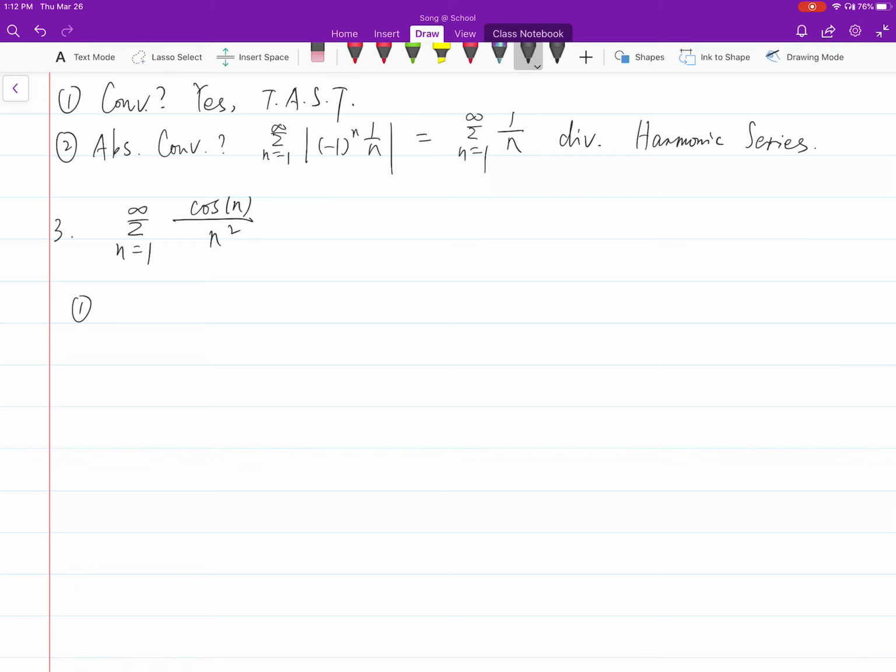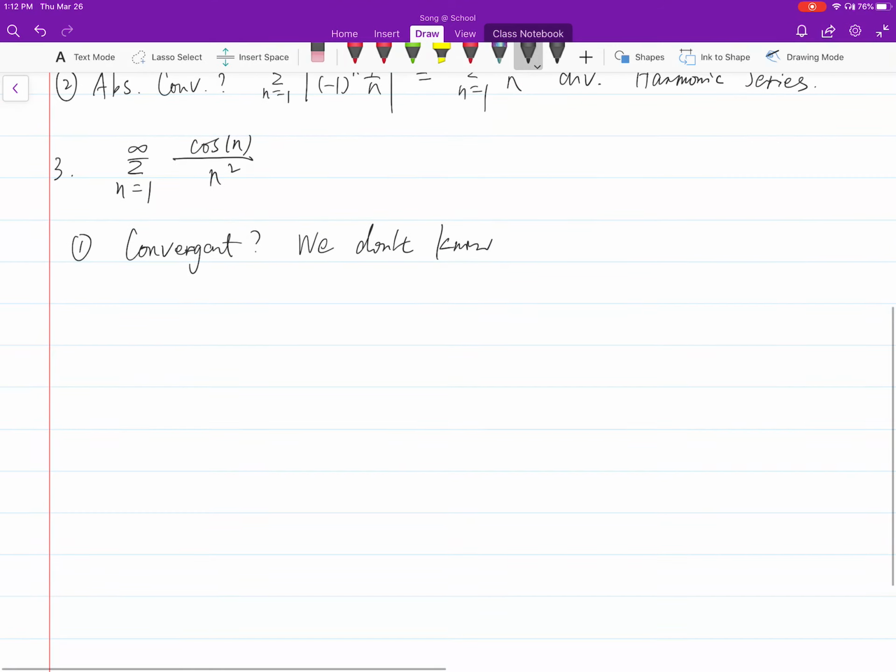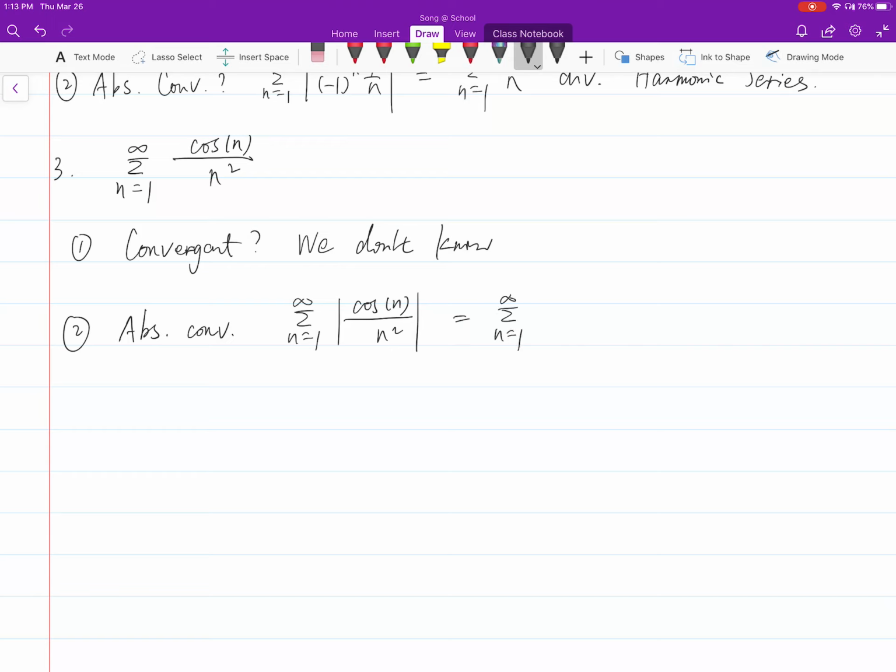Is it convergent? Actually, we don't know. Because for anything with negative terms, we can only use the alternating series test, but this is not alternating either. So we don't know. But is it absolutely convergent? Well, we just take the absolute value, which gives you this.